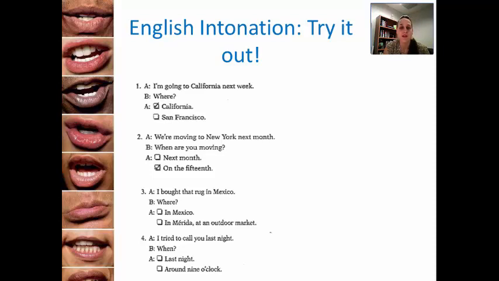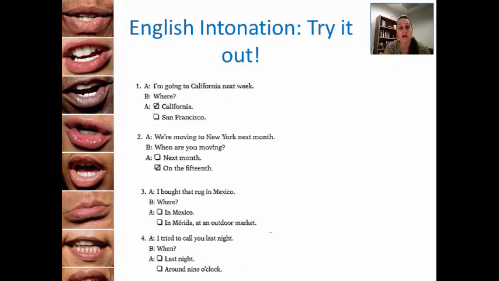That first "where" with the falling tone showed that I was certain about what the person had said. There was no sort of uncertainty on my part. I just wanted more information. The second one, where I said "where," showed that I was not sure about what the person had said. Right? And so the person repeated, in Mexico.